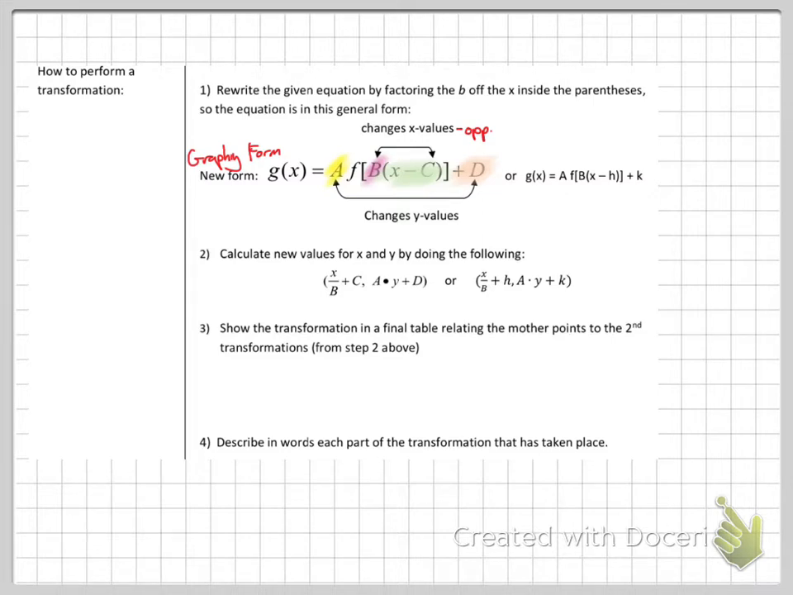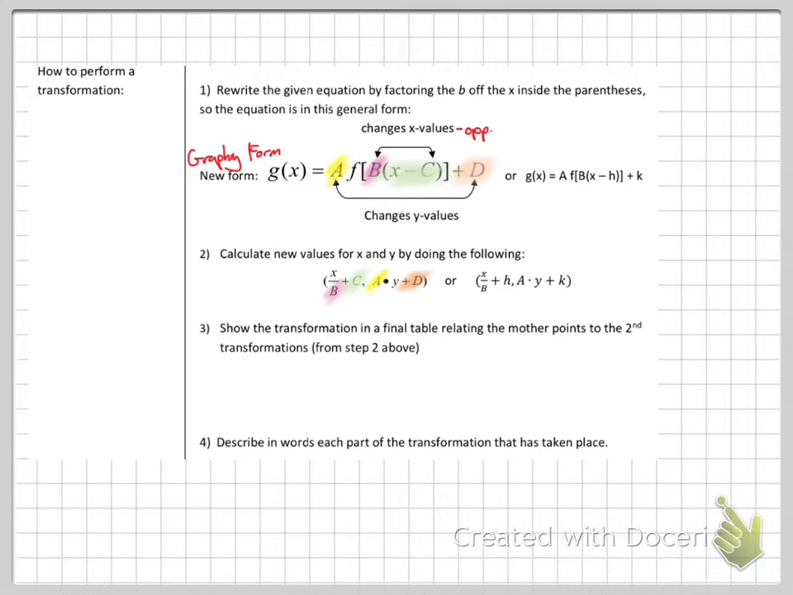So your new X value will always come from taking the original X, divide by B, and then add or subtract, right? It depends, C. Your new Y value will always come from A times Y, and then add or subtract, right? Depends on what it is, but plus D. This will be the formula we use.